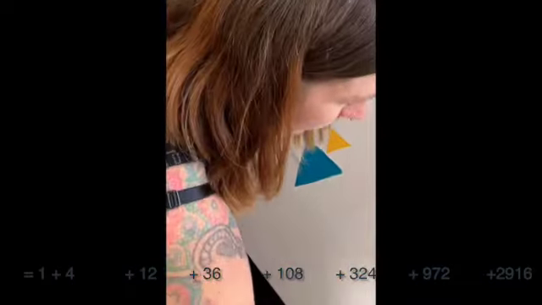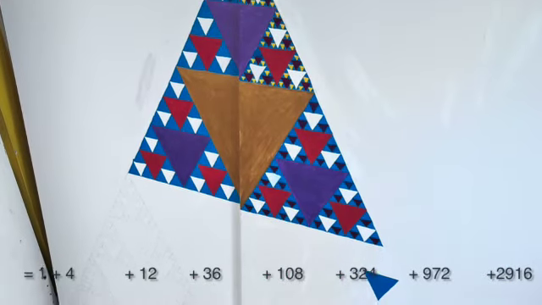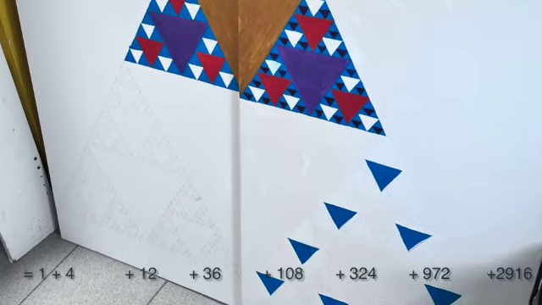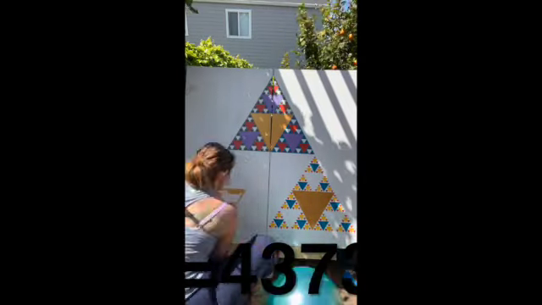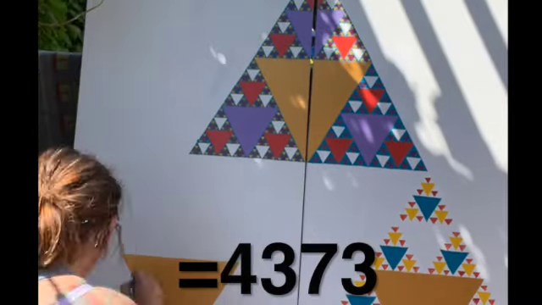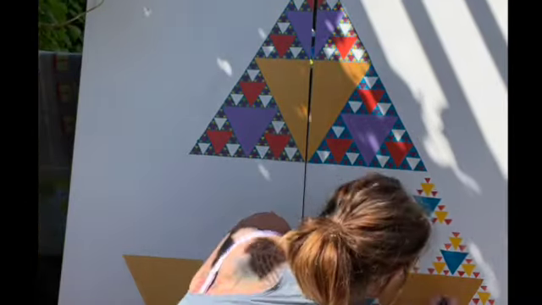2,916. When we finish, we add all those numbers together that we just set aside for each iteration, and we total them up. We get 4,373 triangles total. In A Beginner's Guide to Constructing the Universe, it says, the triad pervades our lives.